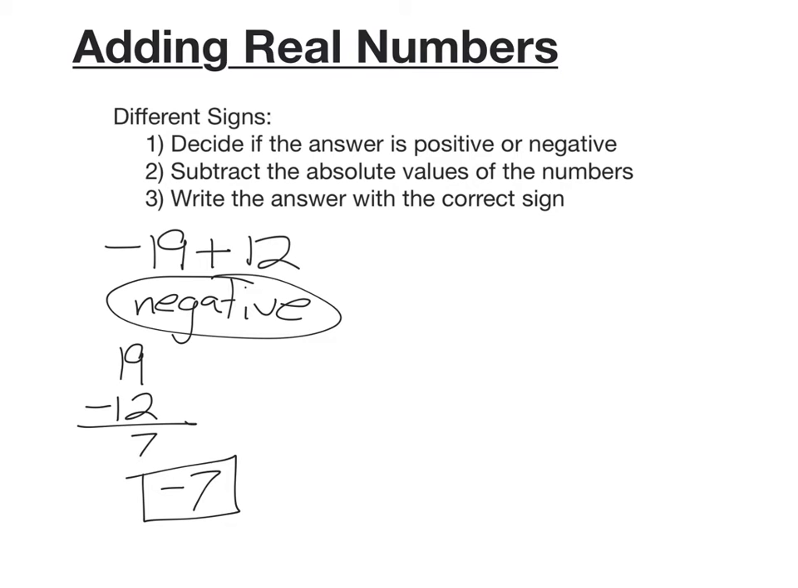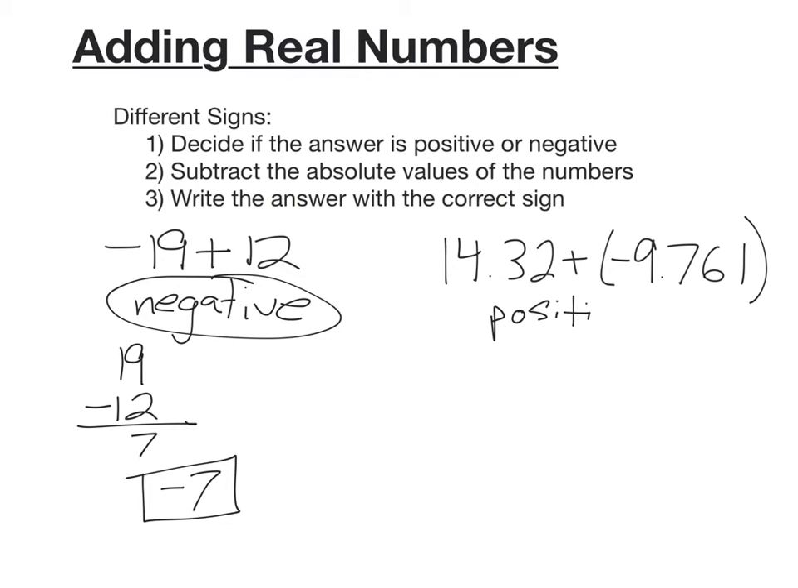Let's see one with decimals. Let's say we have positive 14.32, and we're adding negative 9.761. Okay? So now when I look at my numbers here, I notice I have more positive than negative this time. So I'm going to have a positive answer. And now I can subtract my absolute values.